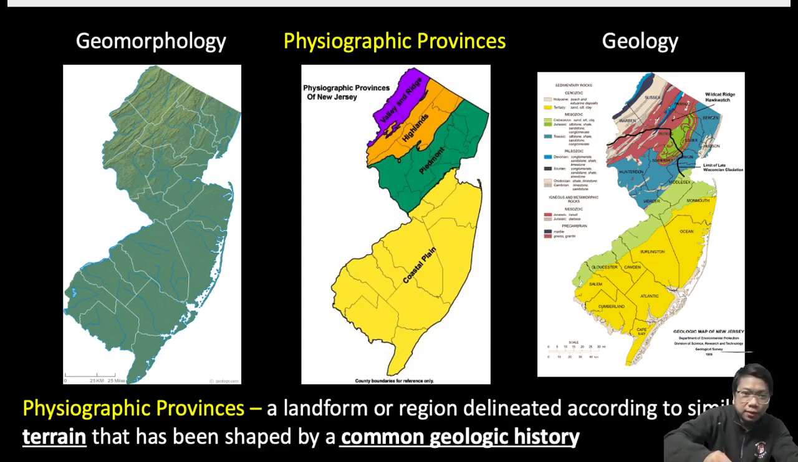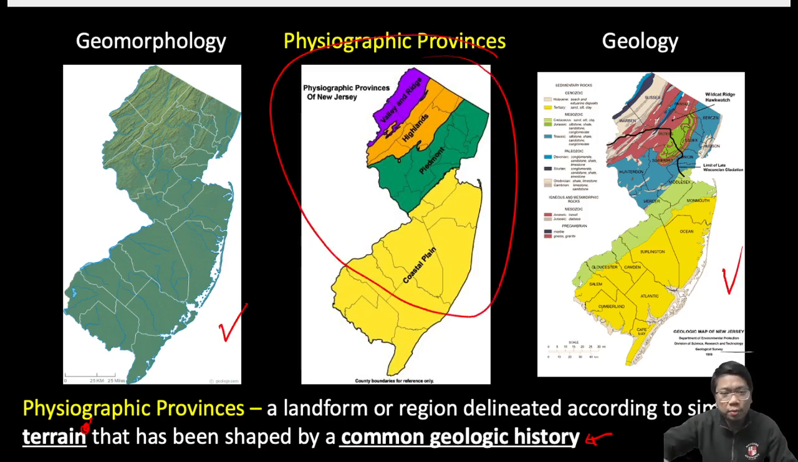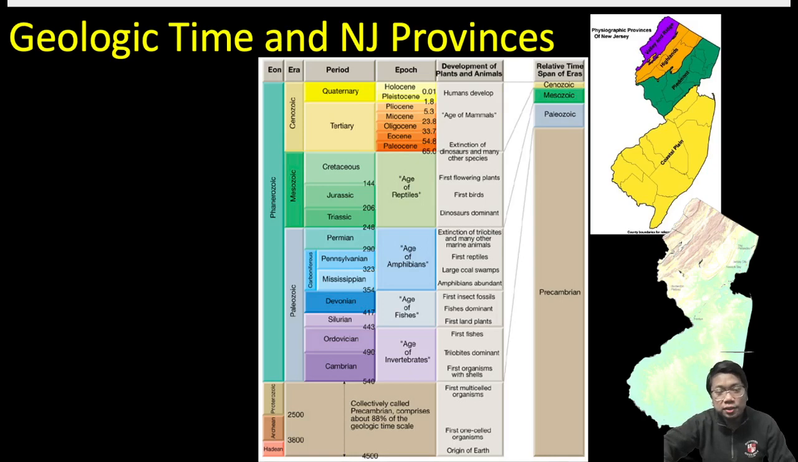It must be the same terrain, and that has been shaped by a common geologic history. Basically, it's a combination of how it looks and what kind of rocks we have in there. That is what we call physiographic provinces. And in New Jersey, we actually have four different geological provinces.